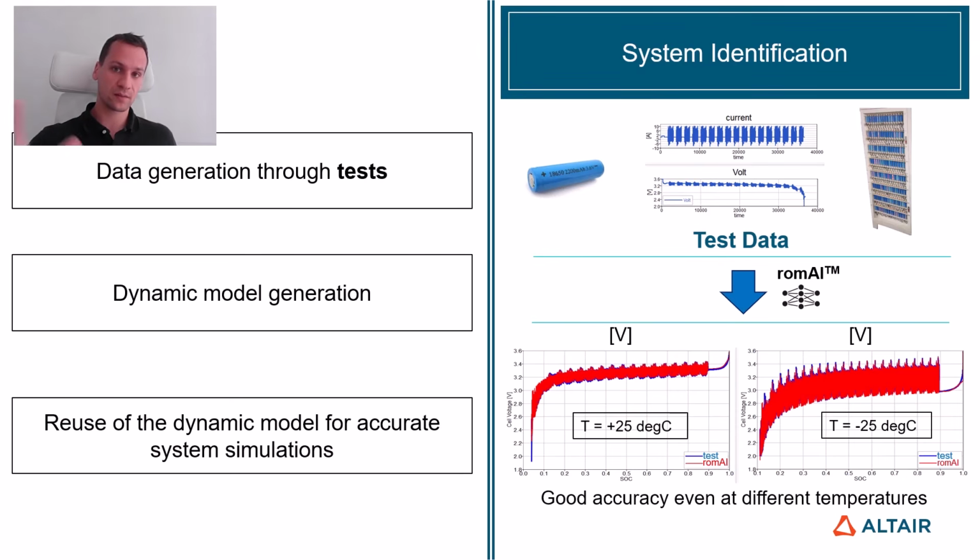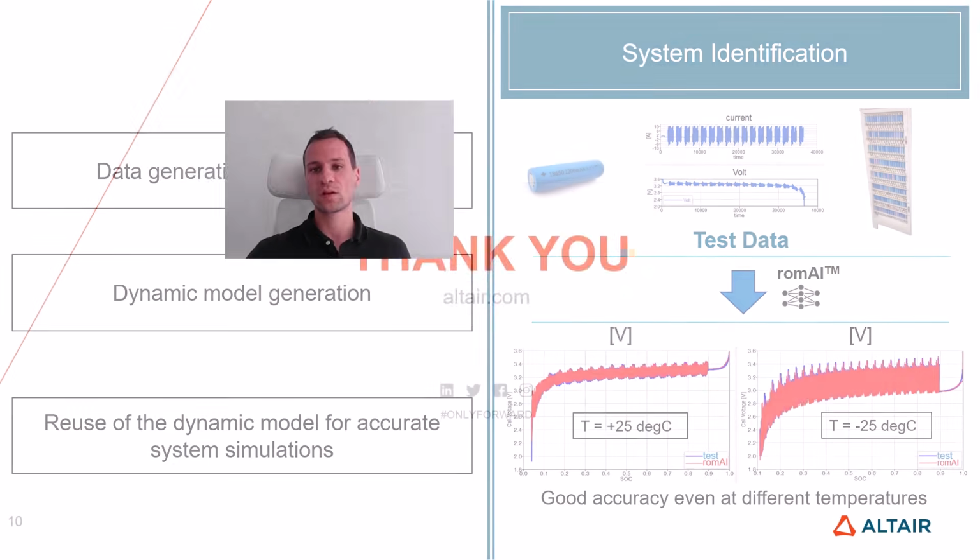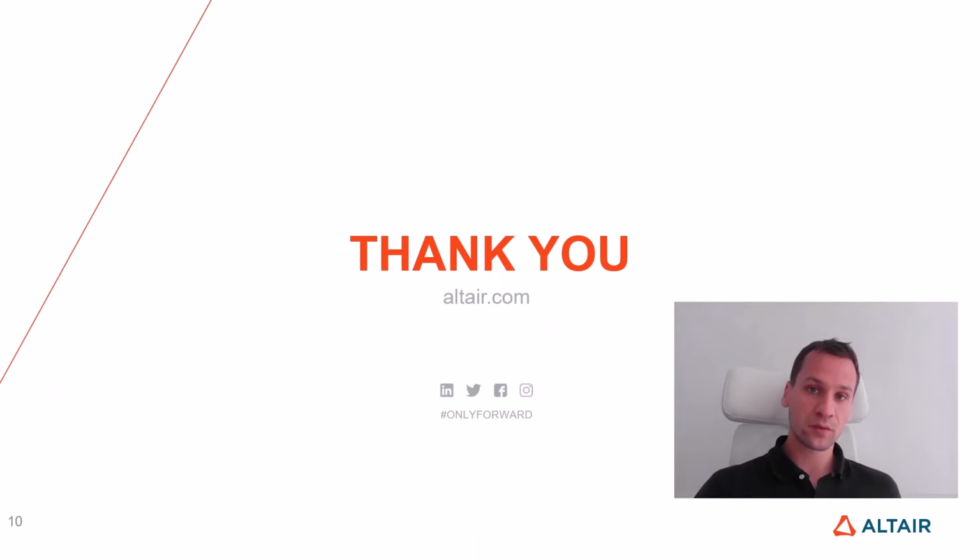Now on the right-hand side here, you see an application, for example, on some battery cells, and it's important to note here that this is a dynamic model, and you can see that we also capture the hysteresis effects at various different temperatures.